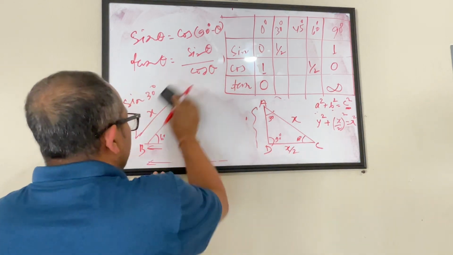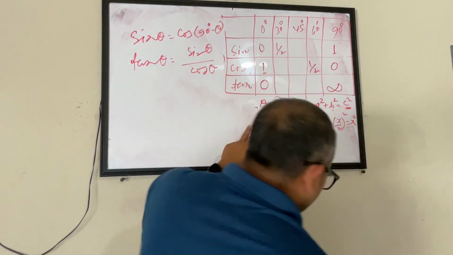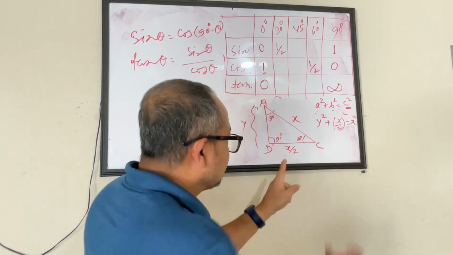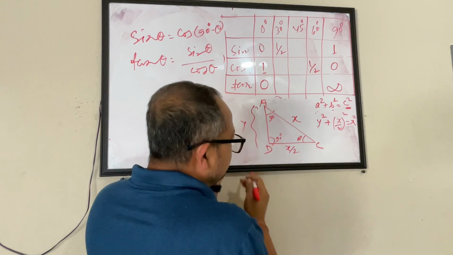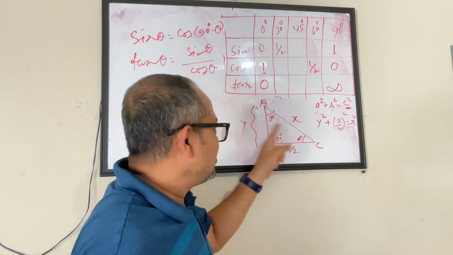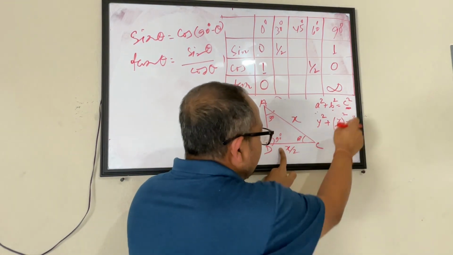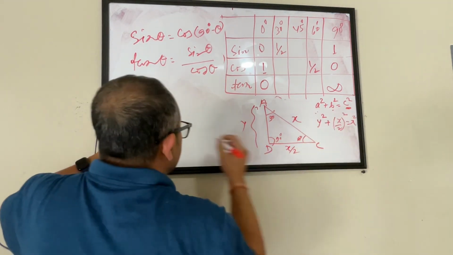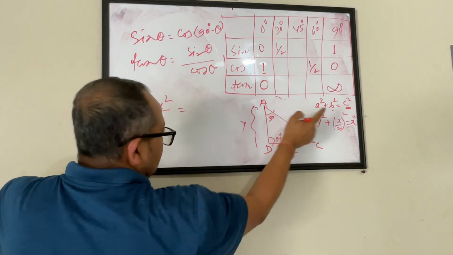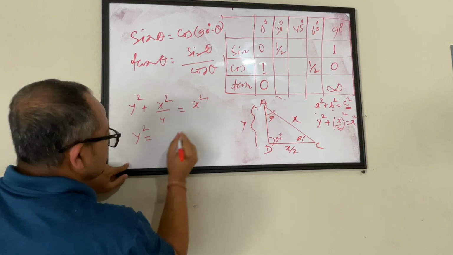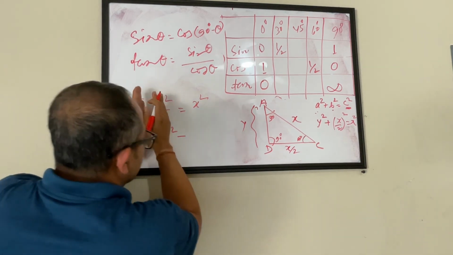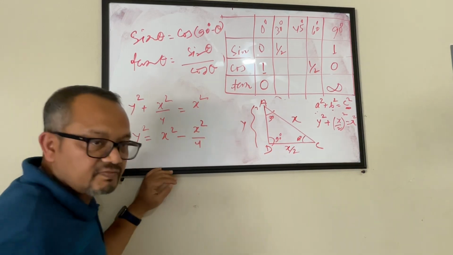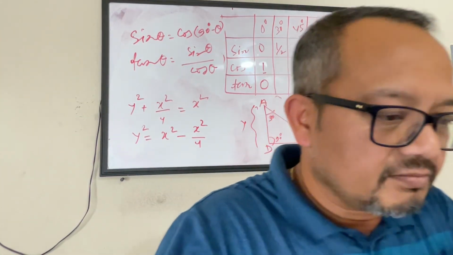So, I'm just deleting this part of the triangle so that we have some space on the board. What we don't know is this side, y. We use the Pythagoras theorem to relate this whole thing. So, y square plus x by 2 whole square, that makes it x square by 4, equal to x square. So y square equals x square, this whole thing I'm moving to the other side so that I have y only on one side. So it becomes x square minus x square by 4. Are you guys with me? Yes, sir.